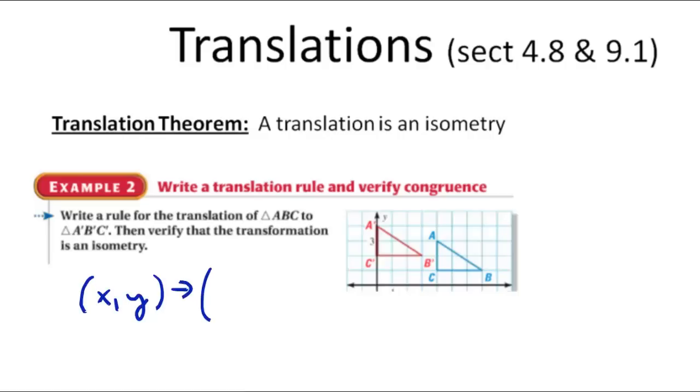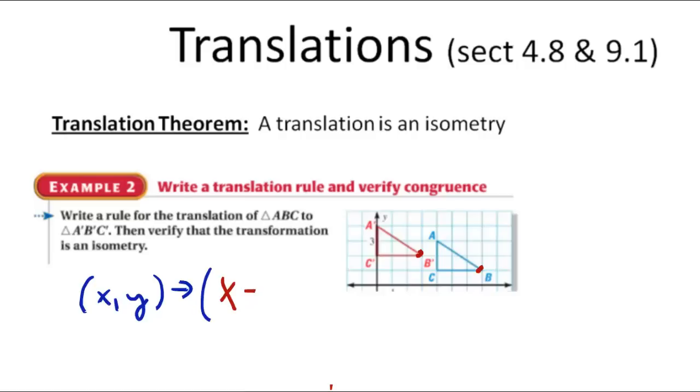Now, what did I do to get back to the points? I have to compare like points. Notice my primes are the red one. My original one is the B one. So what did I have to do to get from this B right here to that B right there? I had to go left. So I have X. And since I'm going left, I have to subtract.